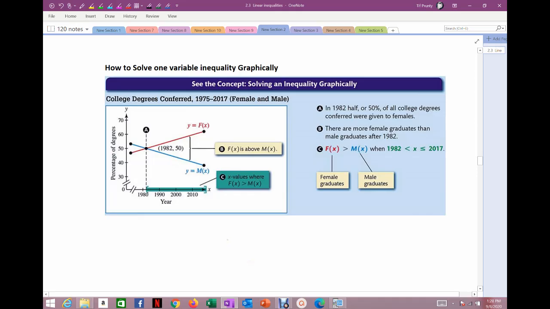So we're solving linear inequalities. Last time I solved linear inequalities by hand, or algebraically, or symbolically. And now we're just going to look at how to solve them graphically. All right, so how to solve them graphically.